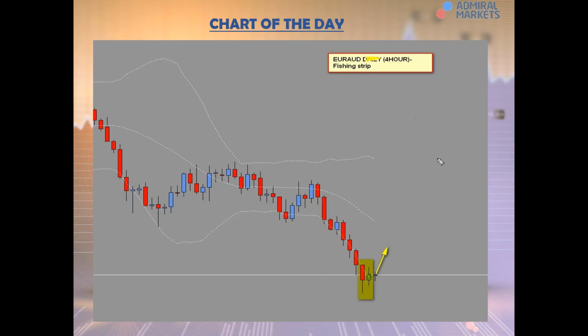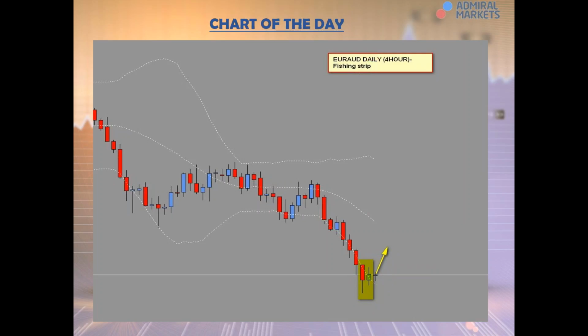It is a 4-hour chart, and it's a fishing strip setup. For those of you who follow and come to my masterclasses, you will recognize the setup. It's a perfect setup there on my Bollinger Bands, and basically it's set for a rebound up. So that is our chart for the day, Euro AUD. It's a 4-hour chart based on a fishing strip setup. So go back, look up the strategy just to retouch on it, and see if you like it. By all means, monitor it, take the trade, do as you must.